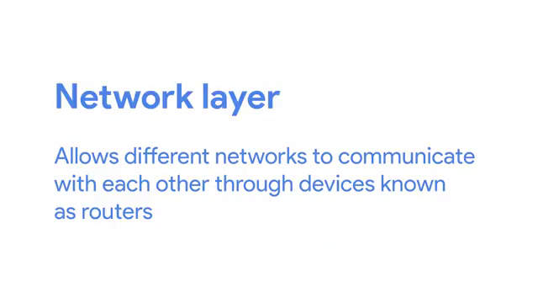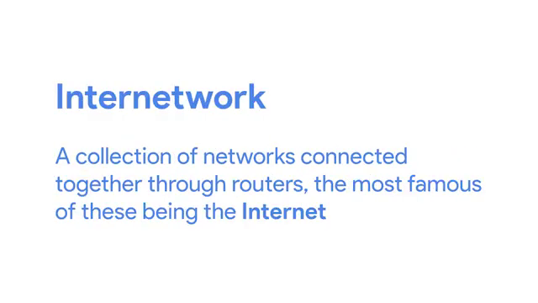It's this layer that allows different networks to communicate with each other through devices known as routers. A collection of networks connected together through routers is an internetwork, the most famous of these being the internet. Hopefully you've heard of it. While the data link layer is responsible for getting data across a single link, the network layer is responsible for getting data delivered across a collection of networks. Think of when a device on your home network connects with a server on the internet. It's the network layer that helps get the data between these two locations.